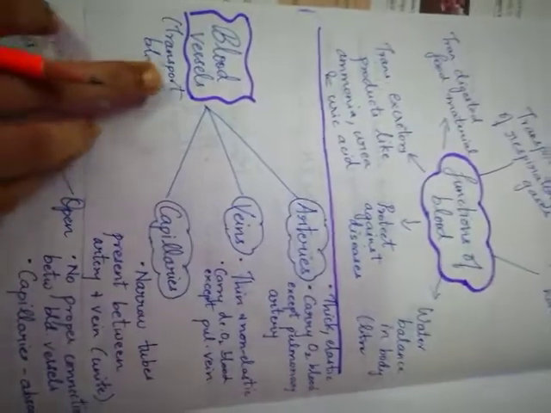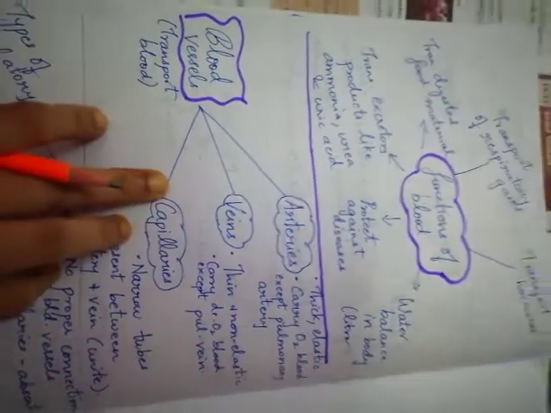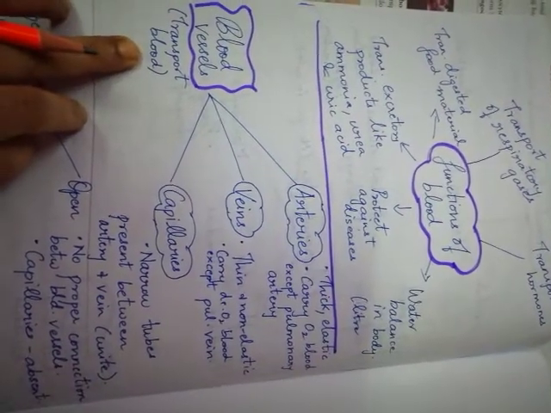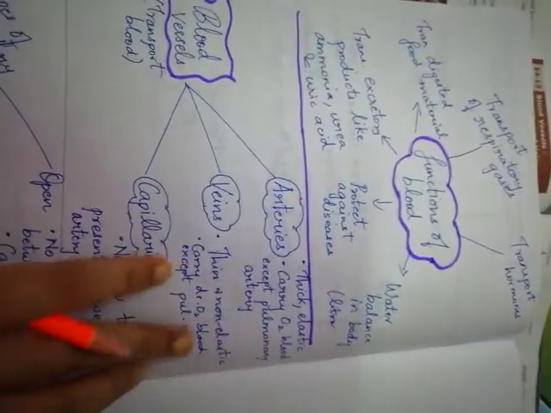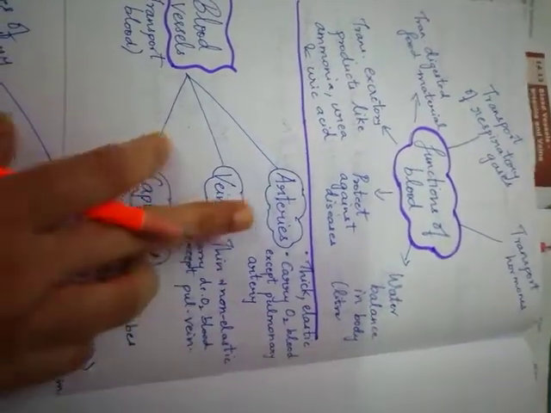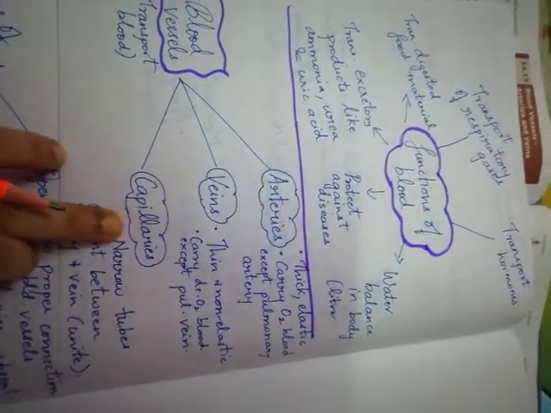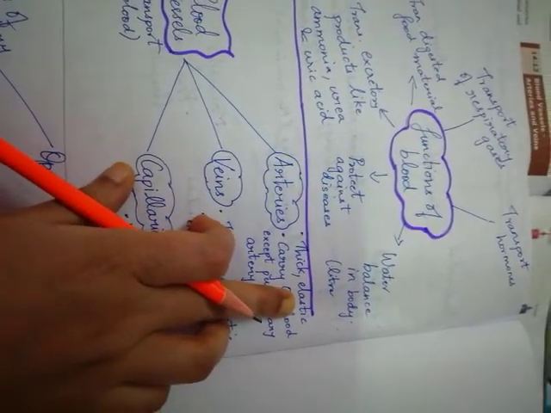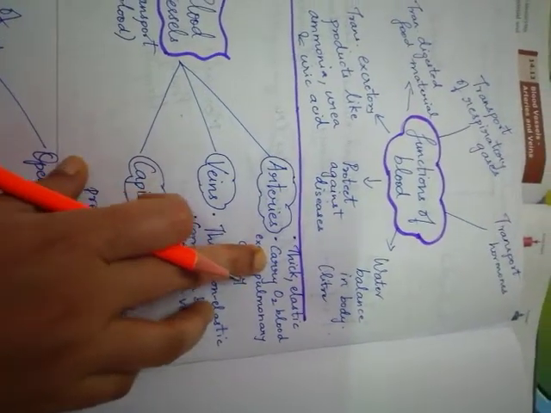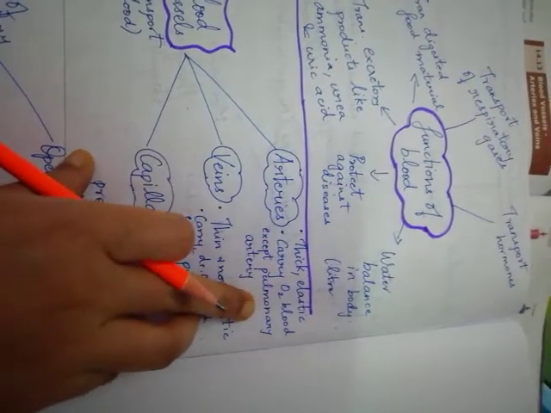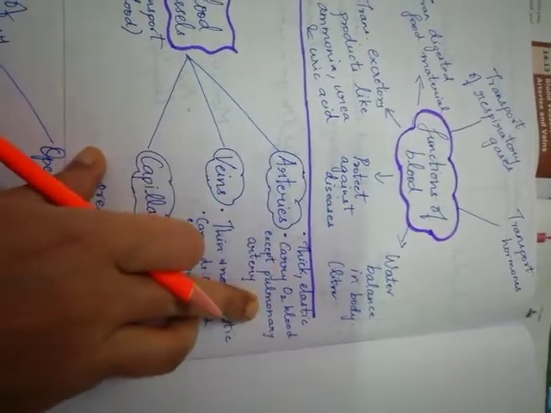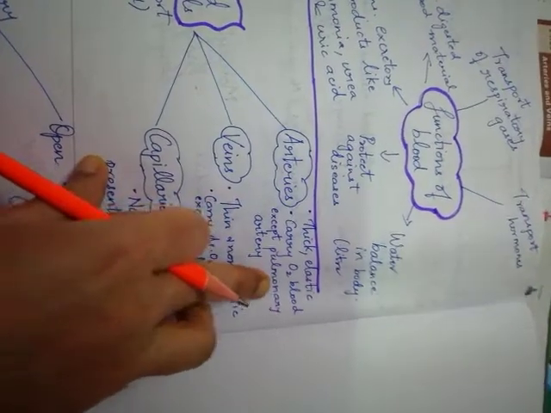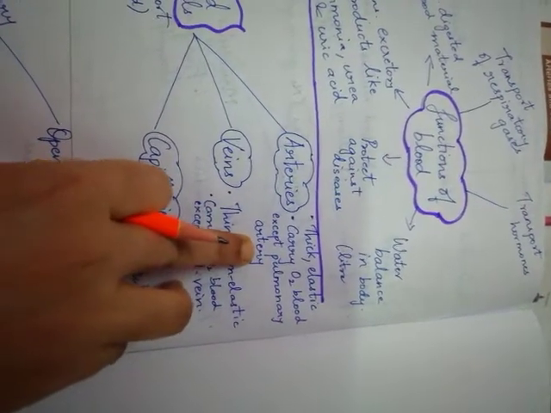Then you have blood vessels. The main function of blood vessels is to transport the blood throughout our body. There are three types of blood vessels in our body: arteries, veins and capillaries. Arteries are thick and elastic. Elastic means they are a little flexible. Their main function is to carry oxygenated blood throughout our body. Except the pulmonary artery, all other arteries carry oxygenated blood. Only the pulmonary artery carries deoxygenated blood.